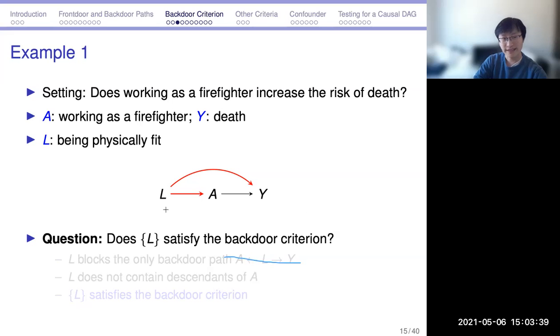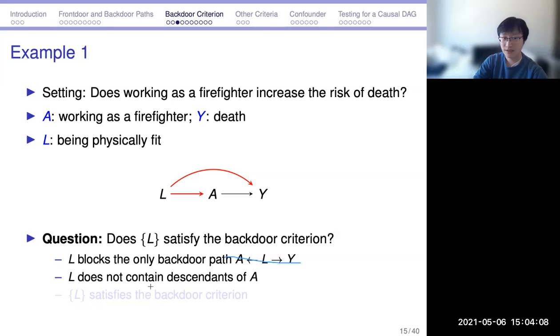So now the question is, does L satisfy the backdoor criterion? Let's see. There is one backdoor path from A to Y going over here. Because this is a fork structure, L blocks the only backdoor path. And also, remember there's another restriction on the backdoor criterion: L must not contain any descendants of A. This holds as well because the only descendant of A is Y. So in this case, L satisfies the backdoor criterion.